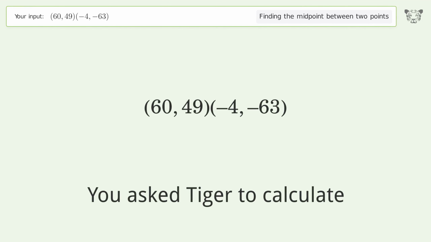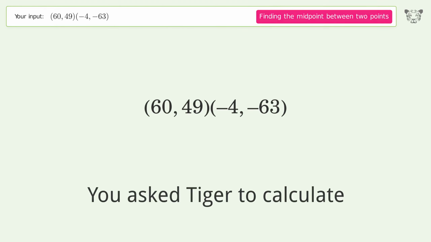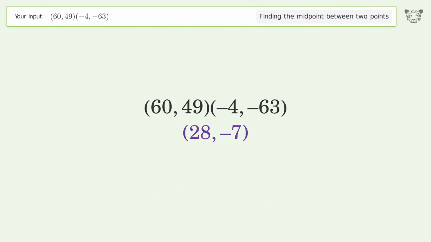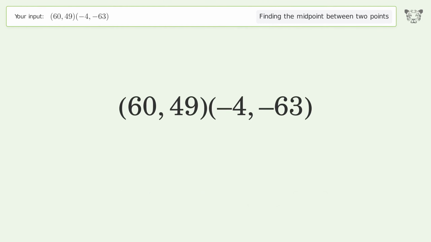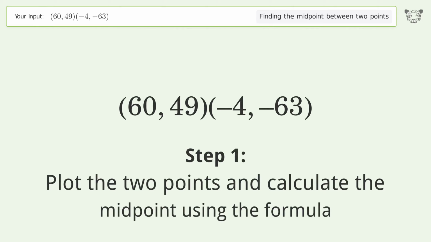You ask Tiger to calculate. This deals with finding the midpoint between 2 points. The midpoint between the 2 points is 28, -7. Let's solve it step by step. Plot the 2 points and calculate the midpoint using the formula.